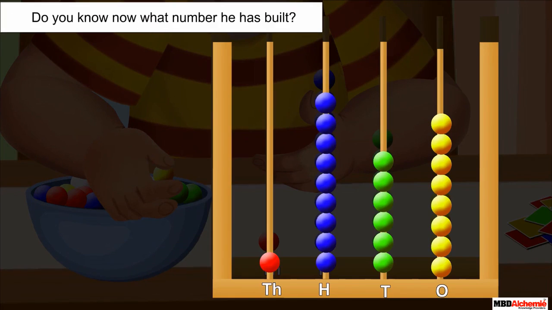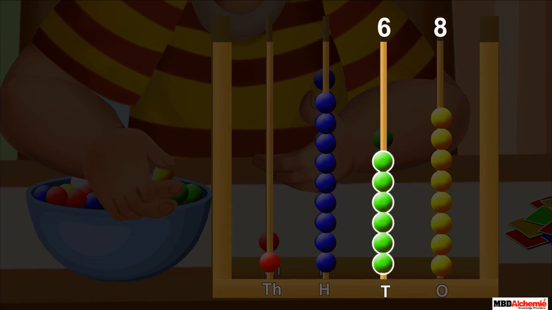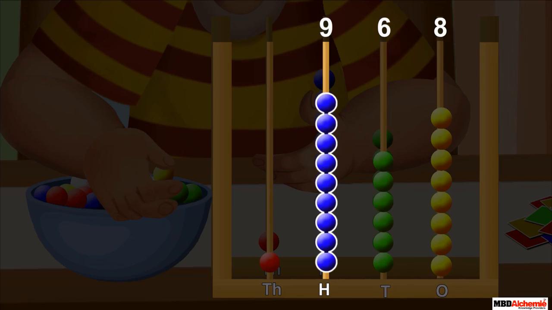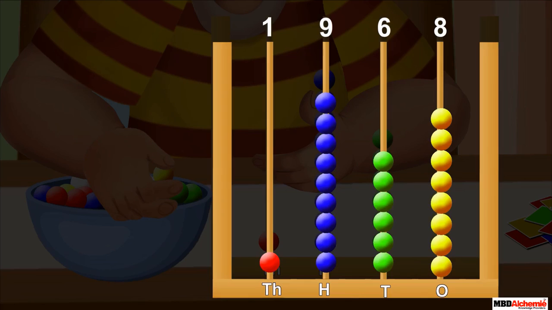Do you know now what number he has built? The abacus has 8 beads in the ones spike, 6 beads in the tens spike, 9 beads in the hundreds spike, and 1 bead in the thousands spike.